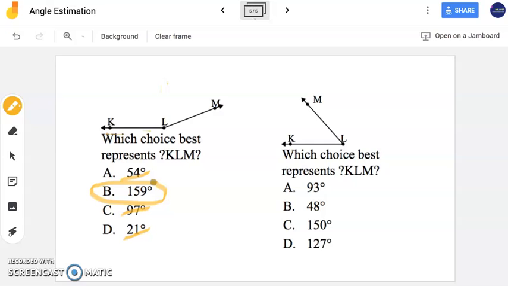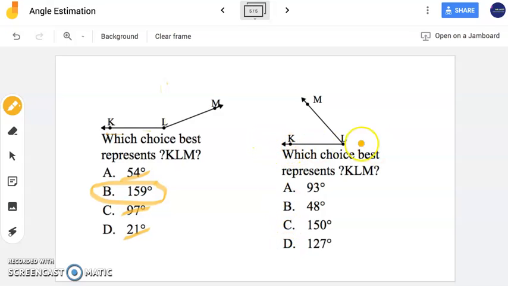Now again, you're just making an estimation. This is not the exact measurement. Yes, your goal is to get as close to the exact answer as possible, but we're not using a protractor for this, so we ultimately are just making our best estimate on what we think the angle measurement is.